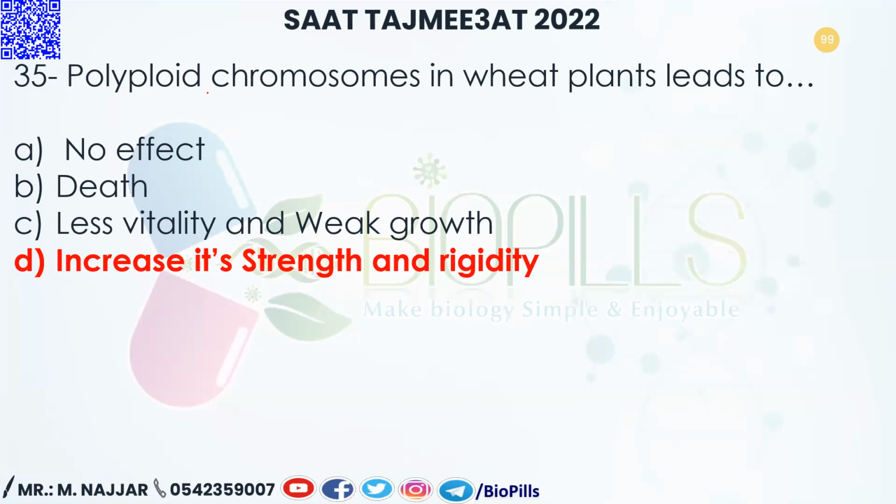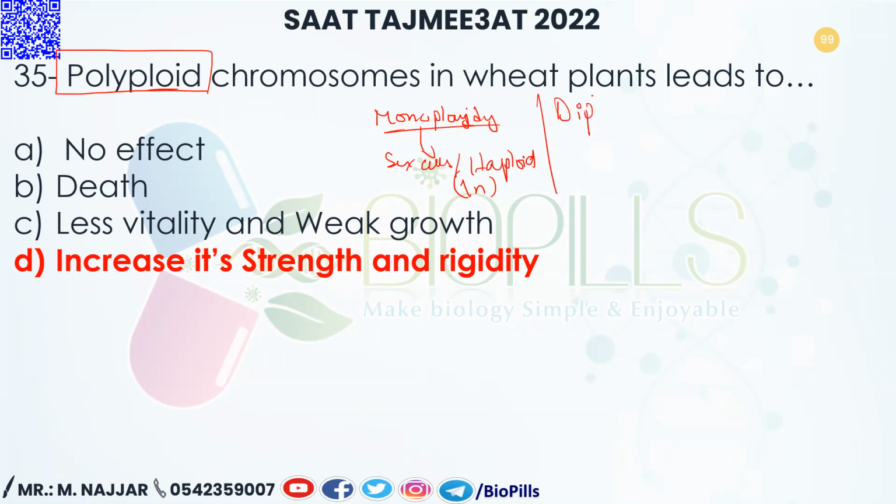The polyploidy means there is more than one chromosomal set. We have monoploidy, I'm sorry, haploid, such like the sex cells, they are haploid, and they have one chromosomal set. We have diploidy, such like the body cells or somatic cells, they are 2N, such like the skin cell, for example.